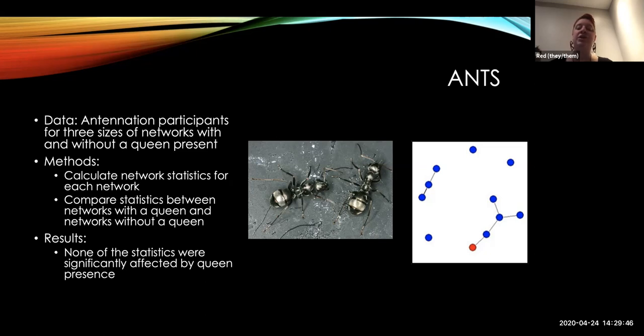But for the Formica subcerisia that I was studying, I looked at antennation networks. When these ants interact, they do something called antennation, which is rubbing antennas together. When they rub antennas together, they're basically smelling each other's bodies because ants communicate by putting hydrocarbons on their bodies, or at least this particular species does. And so by rubbing those antennas, they were able to send messages to each other. And so I looked at how antennation networks for three different sizes of groups reacted to when a queen was present and when a queen wasn't present.